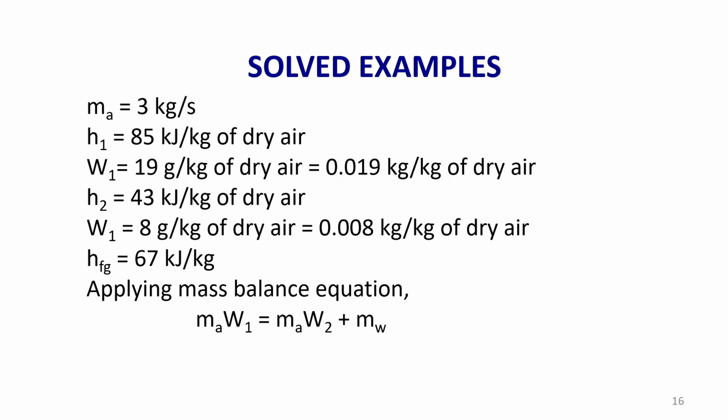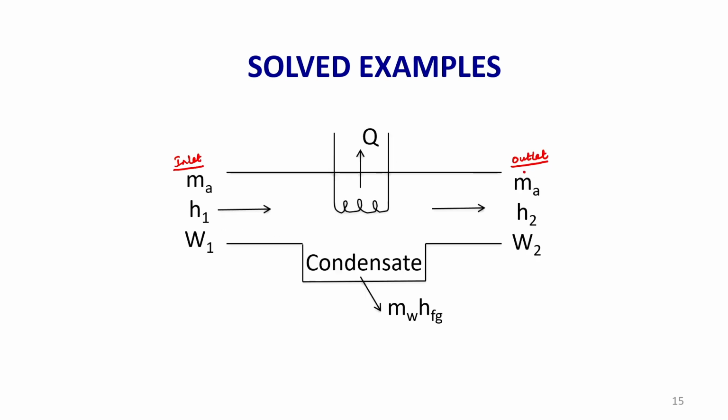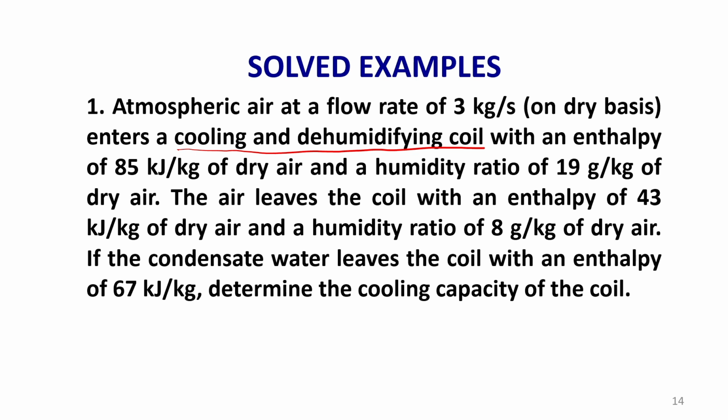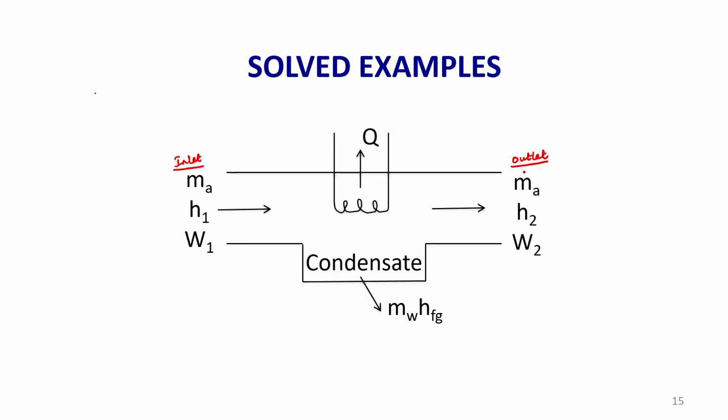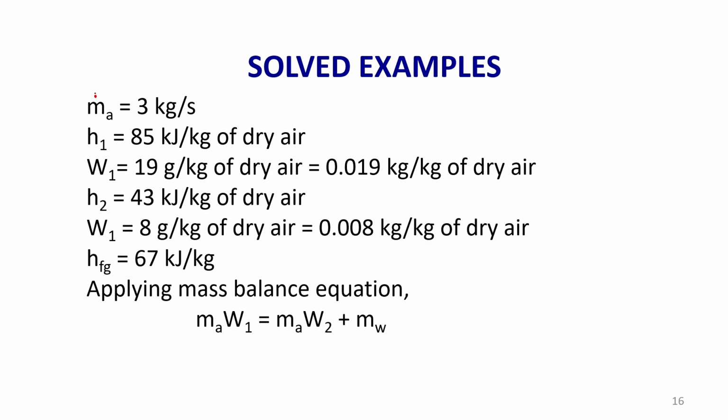See here, the inlet specific humidity is 0.019 kg per kg of dry air. The specific humidity is also given in grams, so humidity is given in terms of grams, and we have to convert it into kilograms. So, divide by 1000. I have given the mass flow rate, it is not mass, the dot is missing. So, m dot A is equal to 3 kg per second, with enthalpy at inlet, specific humidity at inlet, enthalpy at outlet, and specific humidity at outlet given.